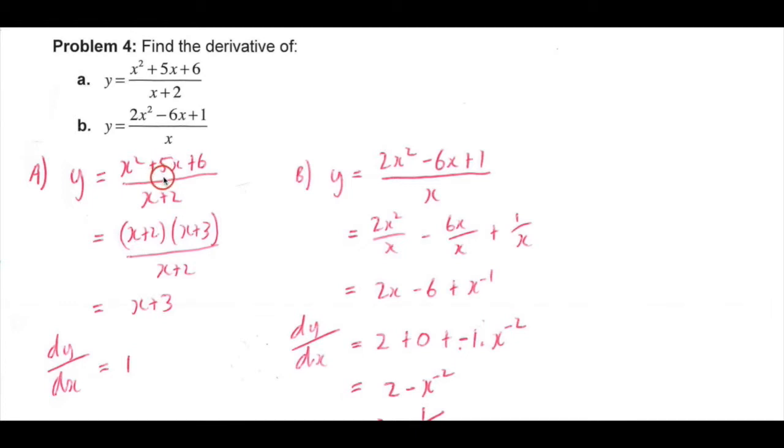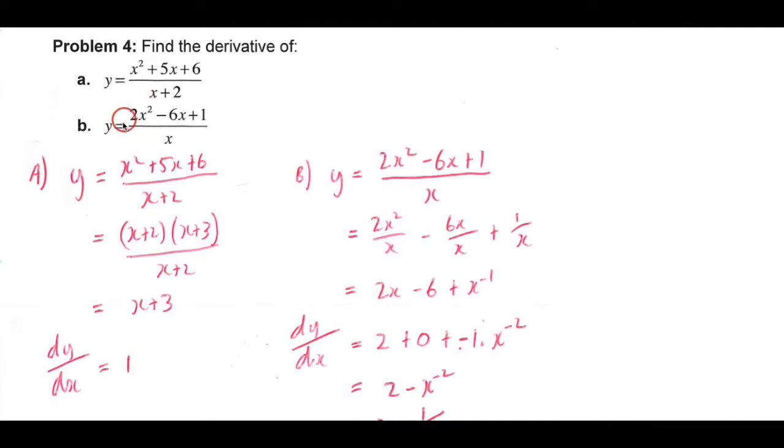So this statement here is equivalent to saying that y is equal to x plus 3, and now I just need to take the derivative of that. So the derivative of x is just 1, and the derivative of 3 is 0, so dy dx is equal to 1. So it works out nicely for me.